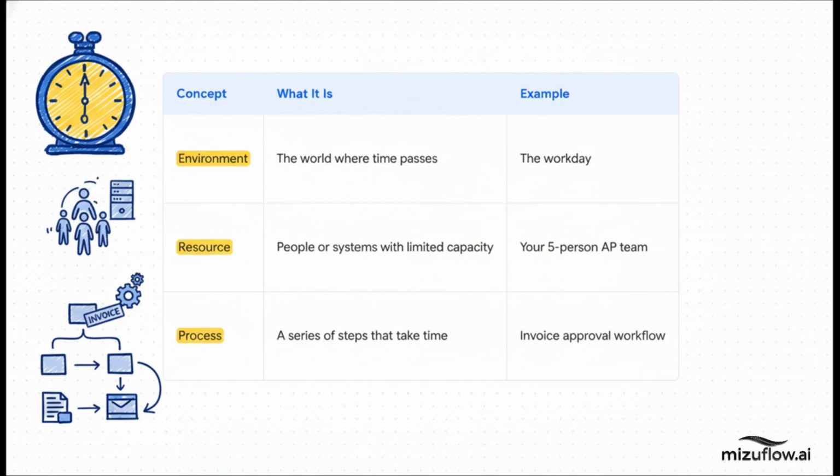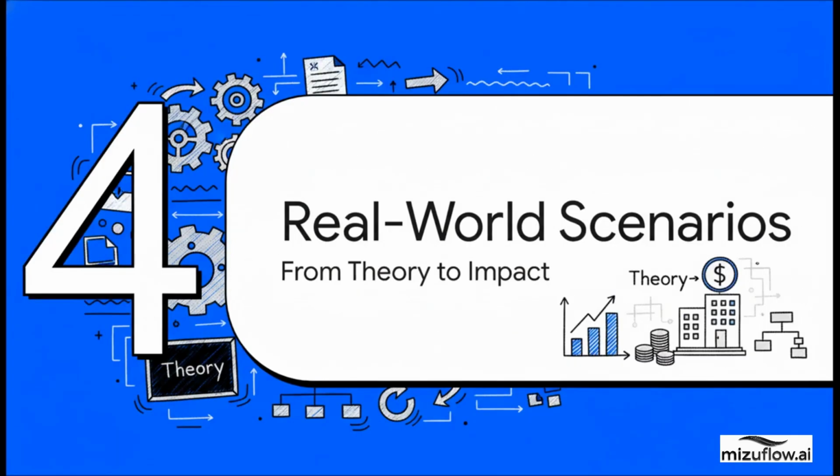That's it. Environment, resources, and processes. You combine those three and you can model just about anything. All right, so the theory is cool, but how does this actually translate into real-world impact for a finance team? Let's get practical and look at a couple of scenarios.